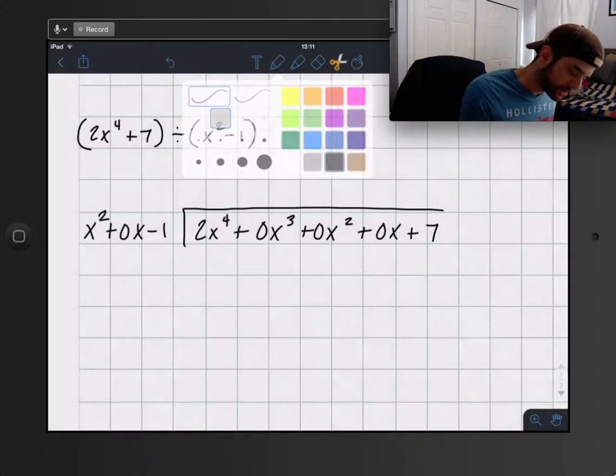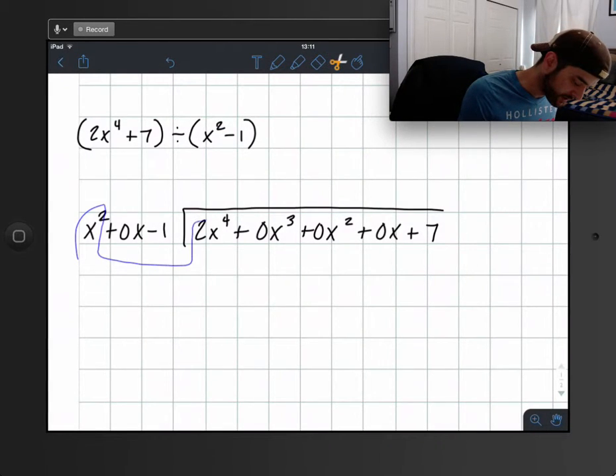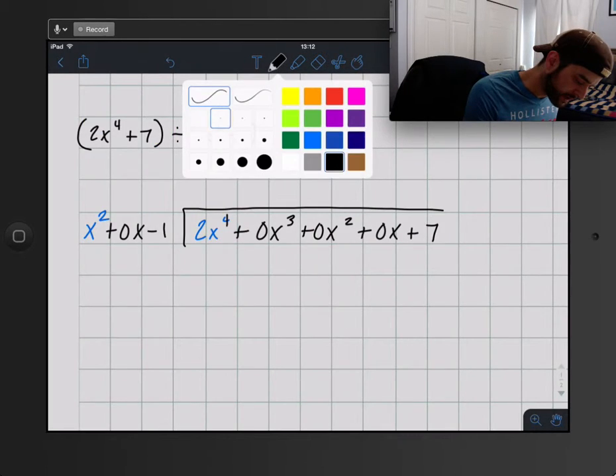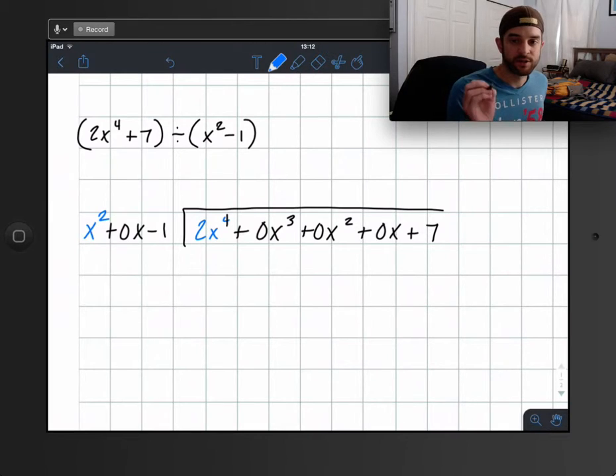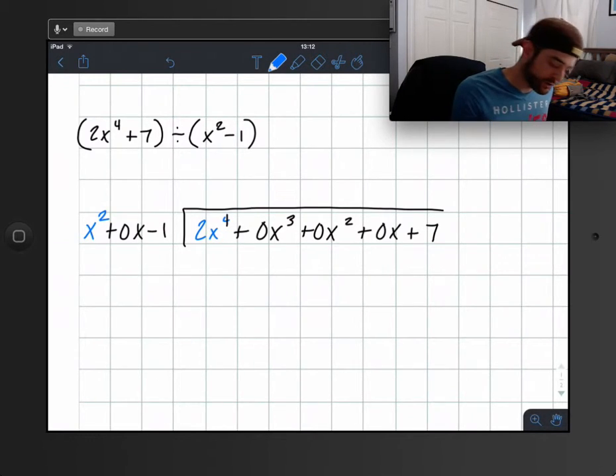Now, just like the last examples, I have to look at the first term of each and figure out what I need to multiply x squared by to cancel out 2x to the fourth, or to equal 2x to the fourth, because I'm going to subtract them out. And that's, of course, 2x squared.